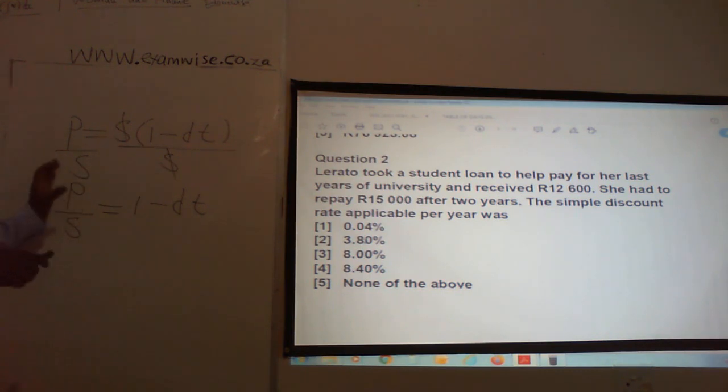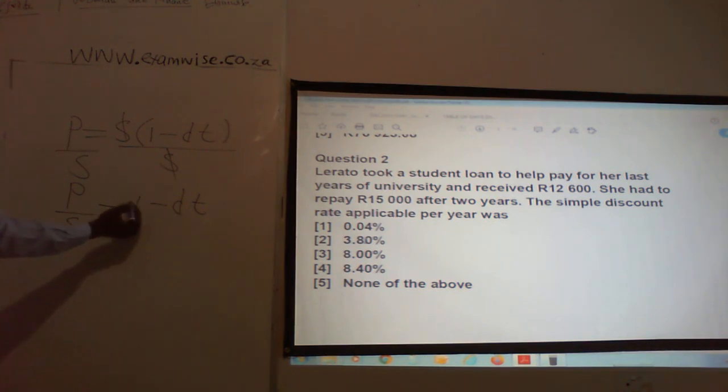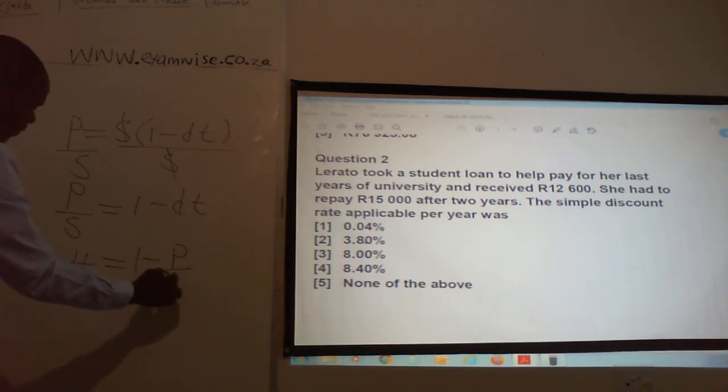So what we need on our left hand side here is D. So we have to take this one to the left hand side, and then this one we take to the right hand side. This dt has a negative sign. When a negative sign jumps the equal sign, it will become positive. So we will be having our dt is equal to, this one will be there, and this P over S here is positive. When it jumps the equal sign, it will become negative.